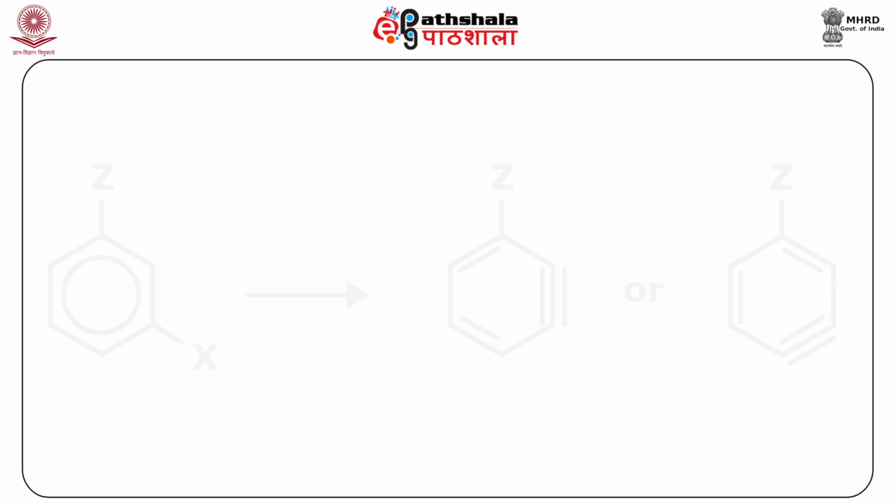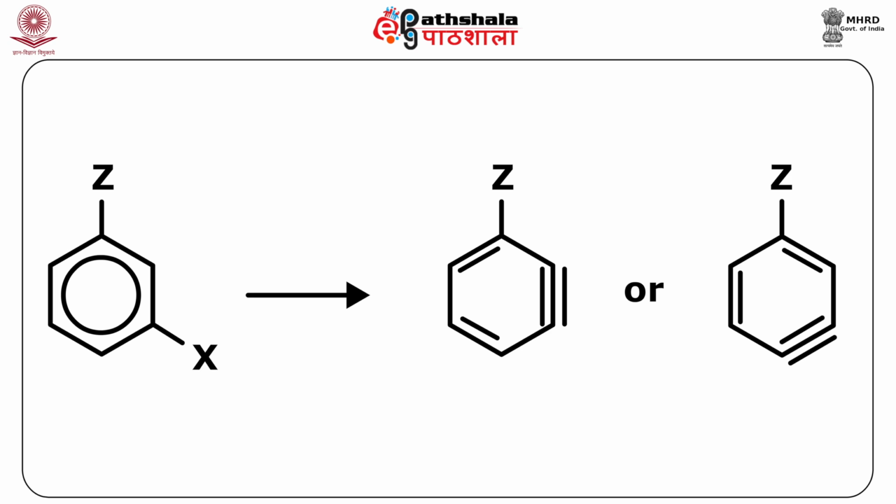However, students, if we consider the case of meta substituents, when meta substituents are present, then there are two possible structures of benzynes that may be formed, based on which protons are more acidic and are able to leave easily from the system. More acidic protons will be removed easily to form the benzyne intermediate. Now you can see in this case where X is meta to the Z which is already present.